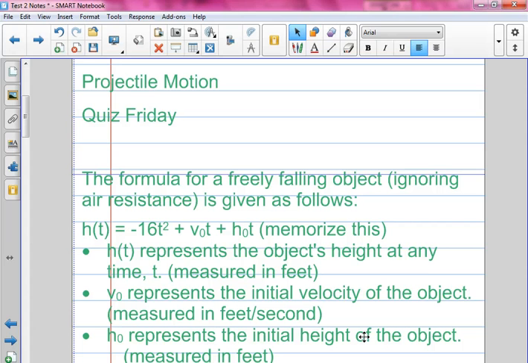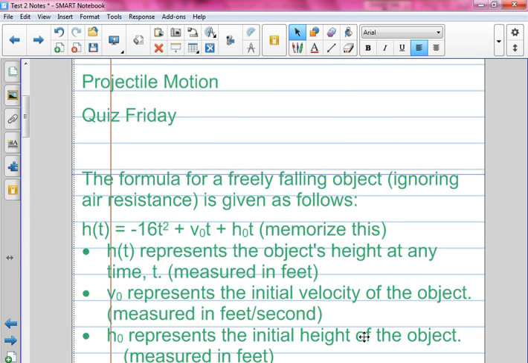The formula for a freely falling object, ignoring air resistance, is given as below. Now, the reason we get to ignore air resistance is because we're talking about it as a theoretical instance. If you're doing a job like aerospace engineering and you're talking about a plane, you're not allowed to ignore air resistance. That's important. But for our intents and purposes, we can ignore it.